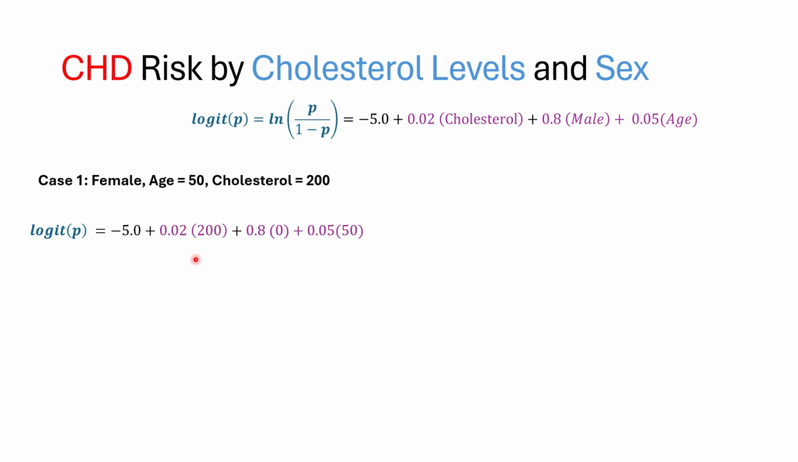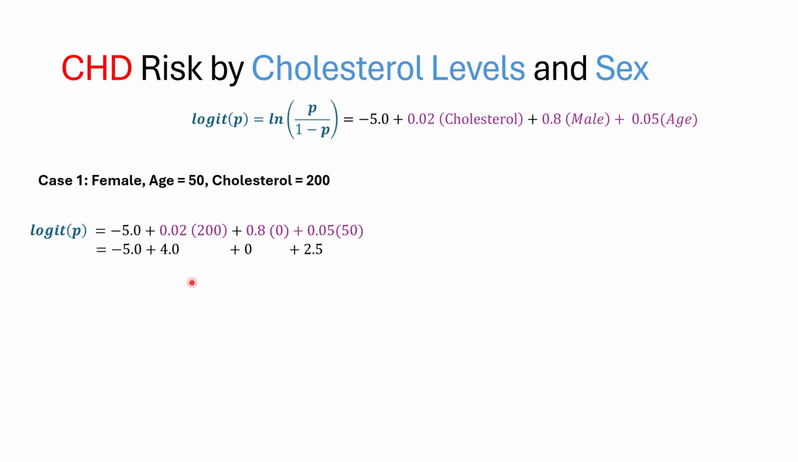Here is the intercept, here is the slope for cholesterol, and here is the cholesterol level 200 plus 0.8. This is the slope for males, but because this person is a female, of course it will be multiplied by 0, meaning that it will give us the value for the female. And then this is the slope for age 0.05, as we saw in the previous slide. And here we are multiplying it with the age of the person. So when we do some math here, we get these values.